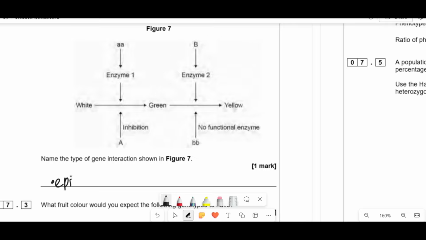which is called epistasis. So epi means after, or upon, or on top. Stasis means stopping. So after stopping, something after it is stopping. It's literally in the name.